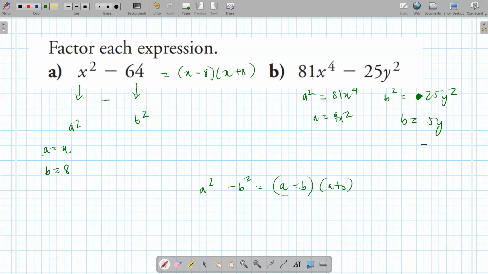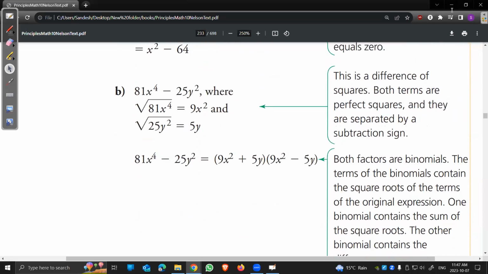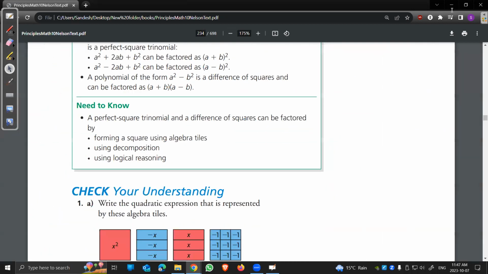So what's the final answer? You just rewrite it in this form, right? You go to 9x squared minus 5y, and then you do 9x squared plus 5y. Cool? And that's it. That's the difference of squares. It's not that complicated at all. It's just once you know it, you know it.